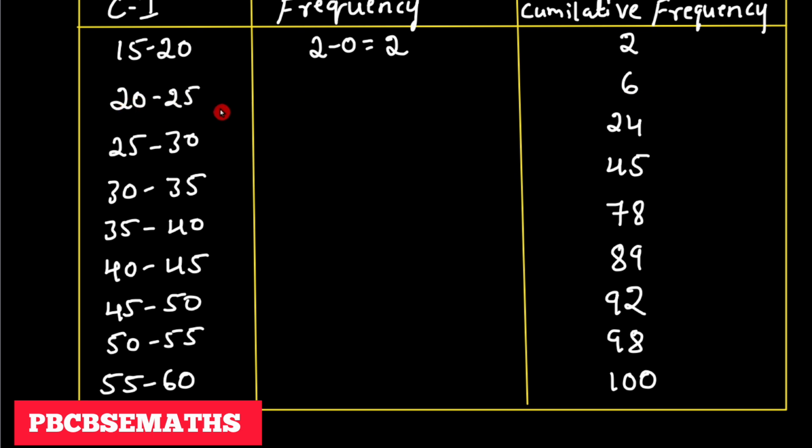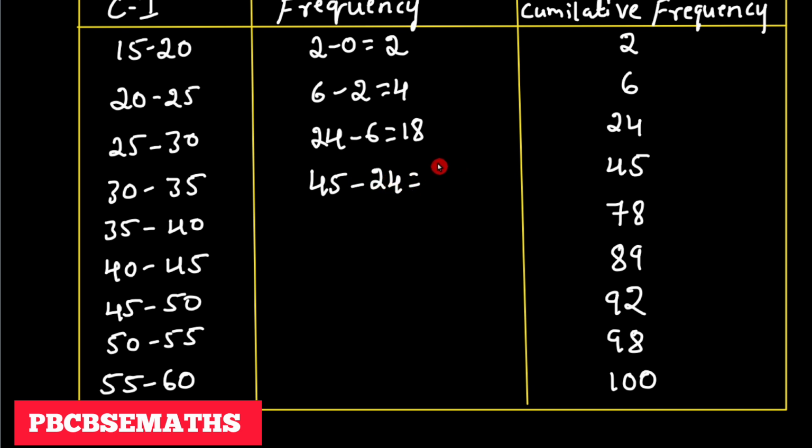Then 20 to 25, that frequency is going to be 6 minus this 2, which is equal to 4. Then 25 to 30, in which we are going to subtract this 6, so this will give us 18. Then in the class of 30 to 35, we are going to subtract that 24, so we're going to get 21.